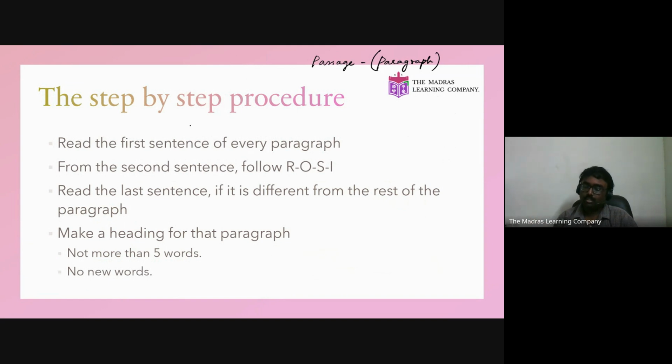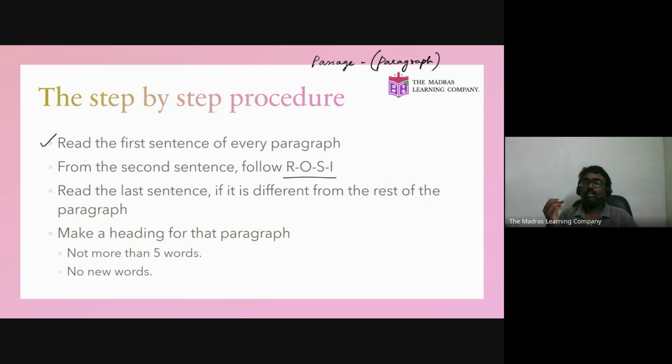Then you start off by reading the first sentence. The first sentence is very important. You have to read the first sentence. No other go. Right? Then from the second sentence till the end of the paragraph, sorry, I keep interchanging this, from the second sentence till the end of the paragraph, follow Rosie, which means if it's an opinion, read it. If it's information, skip it. If you're unsure for now, read it. It's okay. Okay. If it's an opinion, read it. If it's information, skip it. If you're unsure, read it.